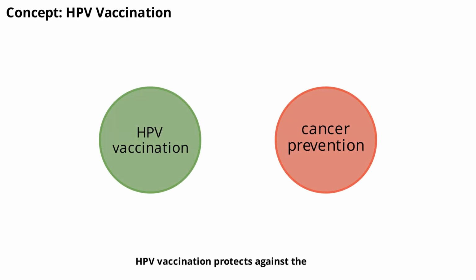HPV vaccination protects against the most common high-risk types of HPV. Getting vaccinated reduces your risk of cervical cancer and abnormal pap smear results. It's recommended for preteens, but can benefit adults as well.